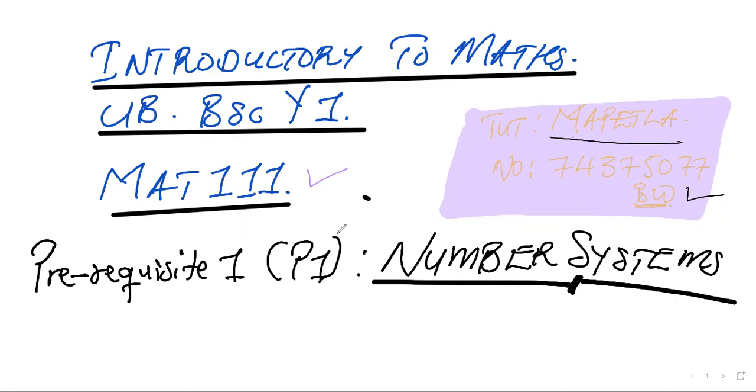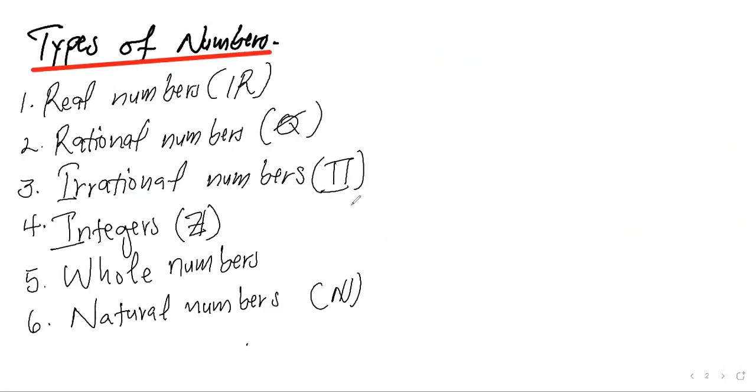So then, yeah, the first topic that we're going to deal with is prerequisite number 1 for introductory to maths, which is the topic of number systems. So in number systems, we have types of numbers. These types of numbers include real numbers. Real numbers, I guess we all know what real numbers are. If not, I know we know, just that we believe you don't know. So real numbers are all numbers that we know, except imaginary numbers or complex numbers.